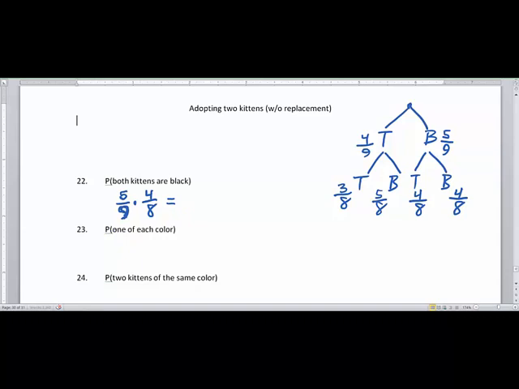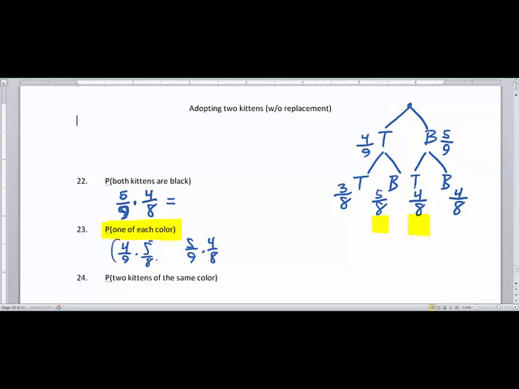Now, what are the probabilities of getting one of each color? What that means is that you can travel down this path of tabby black. So I'm going to put a little yellow symbol there. You could also pick this black cat and then a tabby cat. I'll put this little symbol here. So the yellow indicates the one of each color. In the first path, we would have 4 ninths times 5 eighths. And in the second yellow path, we would have 5 ninths times 4 eighths.